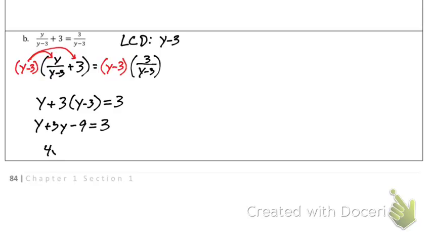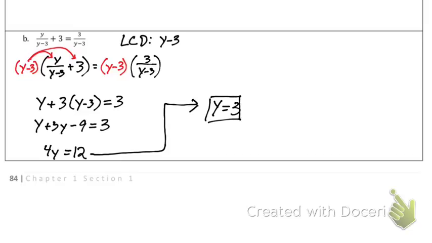That's going to give me 4y equals, well, I'd add 9 to both sides, 12. Divide both sides by 4, and we're going to come up with y equals 3.